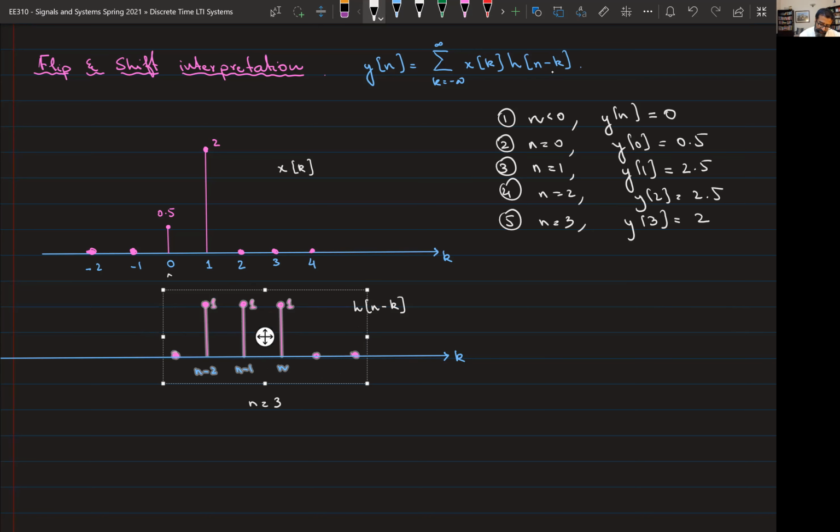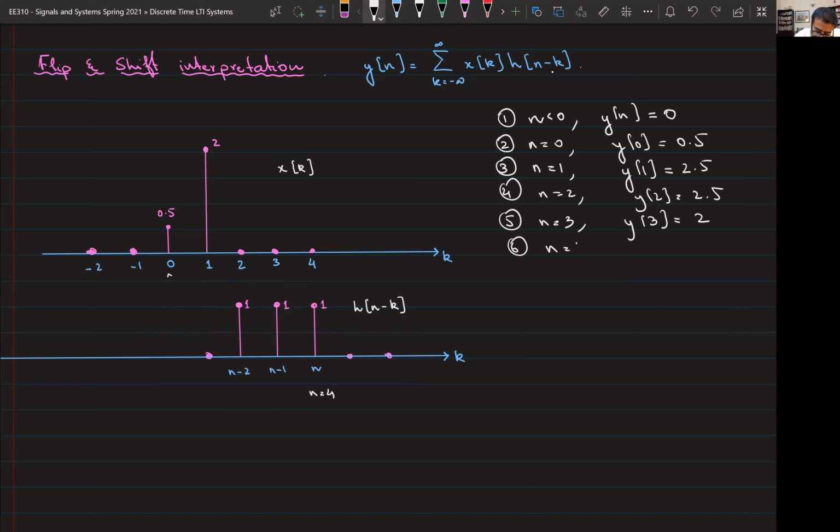And then I shift it again. And this is n equals 4. Right? And clearly this is n equals 4. Excellent, right? So at n equals 4, y of 4 equals 0. And so on and so forth. For all values of n greater than 4, you'll get 0. And you compare this with the result that we got there, exactly the same result. So this is the flip and shift interpretation, right? And I'm going to follow the flip and shift interpretation for other examples, right?